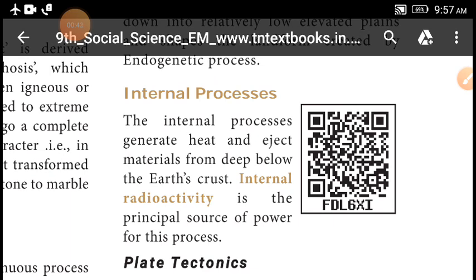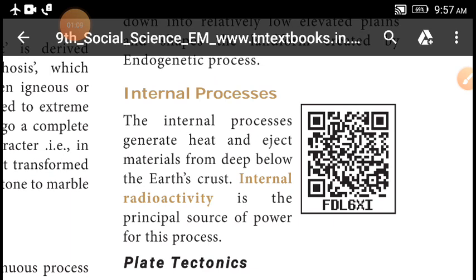Actually, where does the internal process occur? The internal process occurs inside of the earth. What is the condition inside of the earth? It's a very hot condition, and it ejects some of the material from the interior of the earth. That material finally reaches the earth's surface.